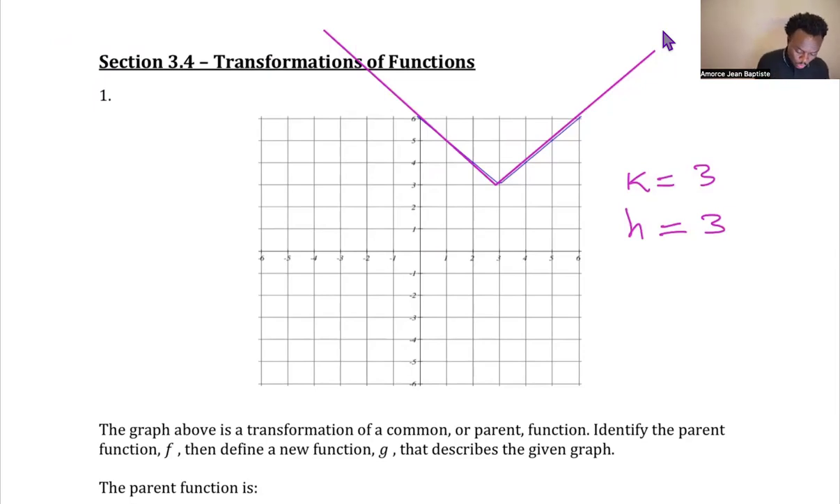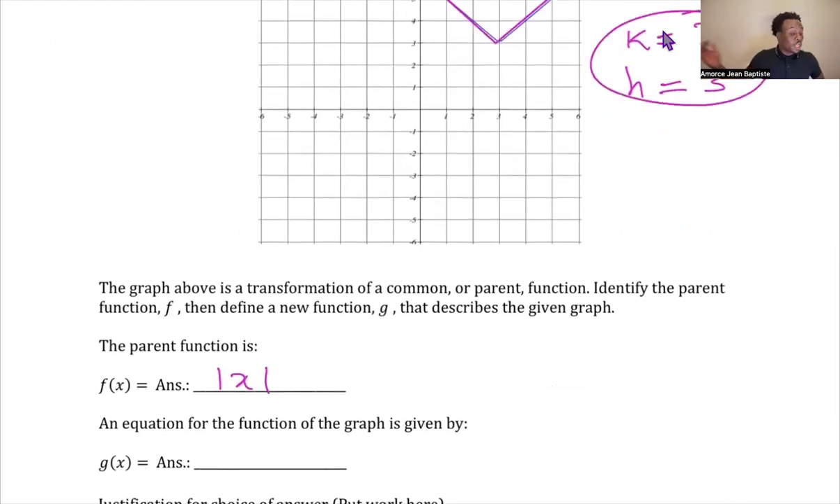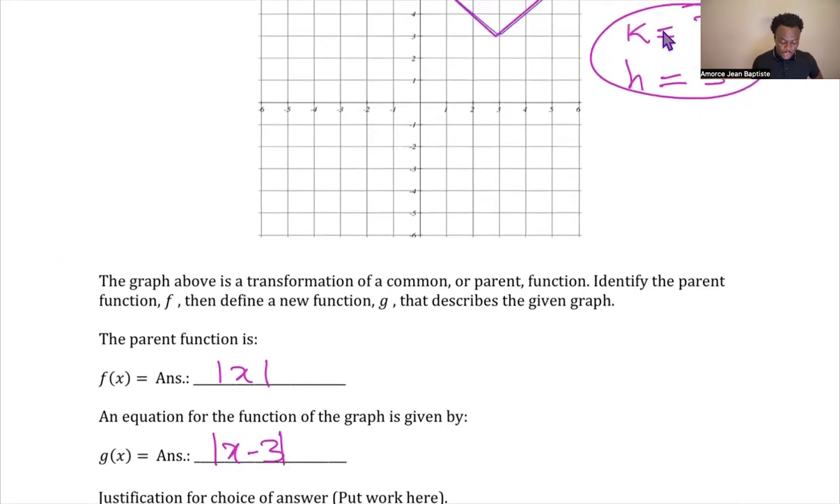So first, we identify it as an absolute value. We're going to say that the parent function is absolute value of x. And then the two transformations we had were going right 3, and up 3. So g of x will be absolute value of, inside we have x minus 3 because it went right, and always right we keep with a minus sign inside, and then up 3, plus 3.